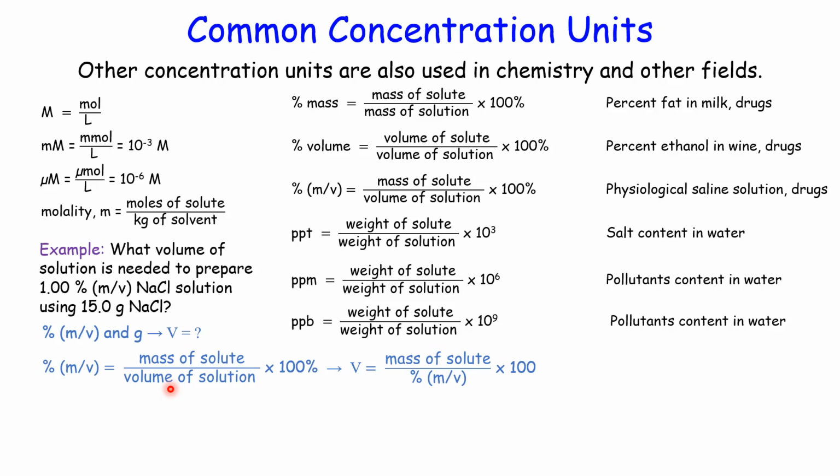All right, so basically, from this equation, this one is known, this one is known. We just need to switch the positions of these two. Therefore, we get V equals mass of solute over percent m over V times 100. Okay, the mass is 15 grams, the percent is 1, times 100. So then we got 1500 milliliters. So that's the volume needed to prepare this solution.